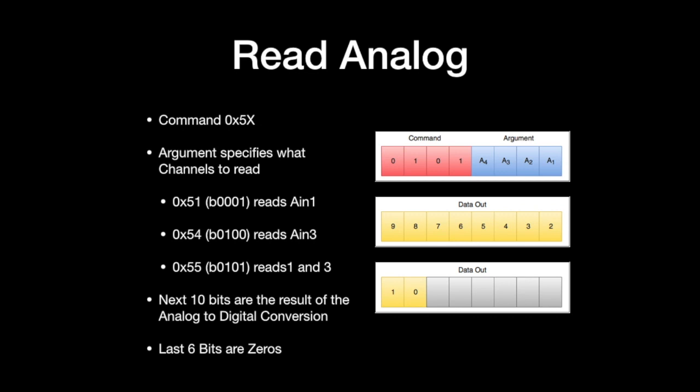If the argument nibble was binary 0100, then the analog conversion from channel 3 would be placed in the read buffer. And as a last example, and this is what I think is most exciting, if the argument nibble was binary 0101, both analog channel 1 and channel 3 would have their results placed into the read buffer. This argument style allows for one command, hexadecimal 0x5F, to read all analog inputs. Like the write analog command, though, only 10 bits of data are used, so a read from any channel will use the 10 most significant bits of the 2-byte response.